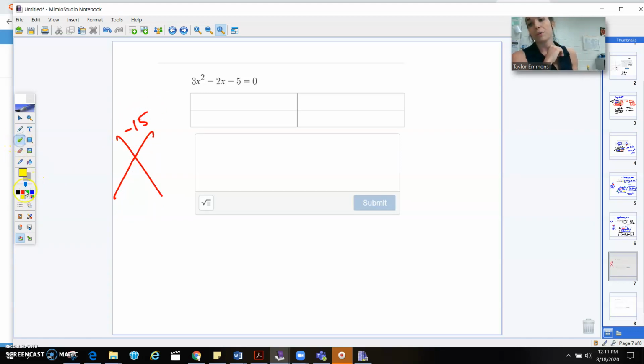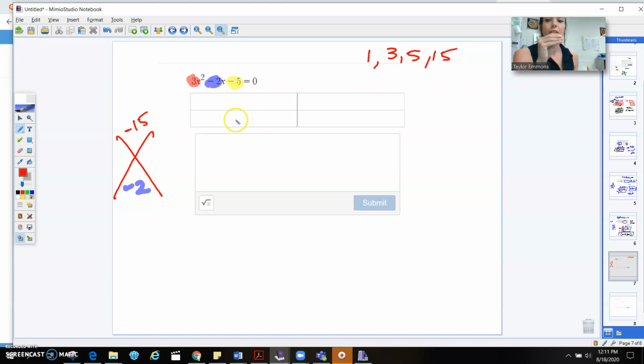But first we need to make sure that we identify our a, b, and c. Sorry, I was jumping ahead. That's b, and that's c. Okay, and then our b term is going to be negative 2. And we need all the factors of 15. So 1, 3, 5, 15.